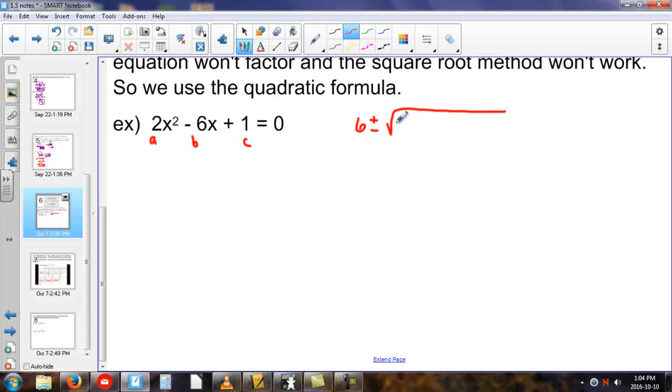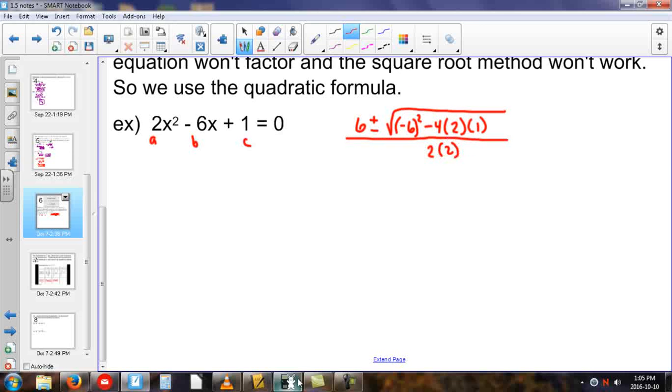B squared, this is where a lot of people get into trouble. It is negative 6 squared, but you must use the parentheses. If you do not use them, the calculator will produce a wrong answer. Minus 4 times A, which is 2, times C, which is 1, all over 2 times A, which is 2.